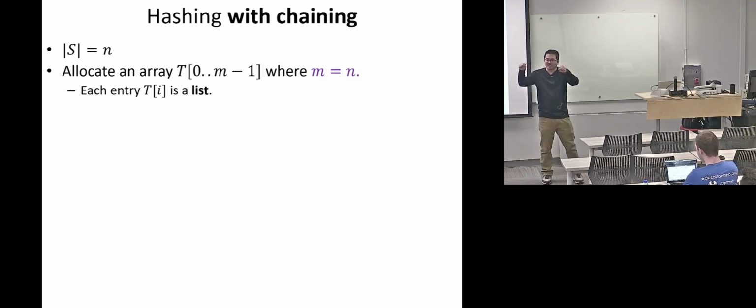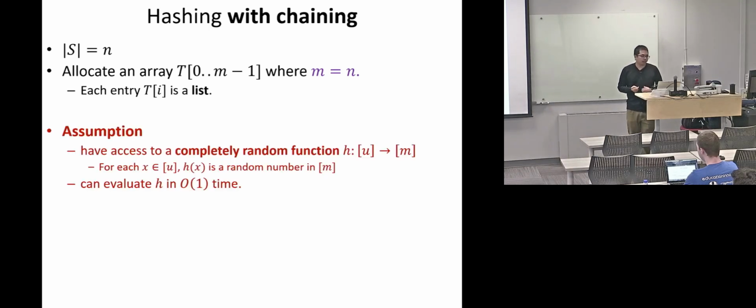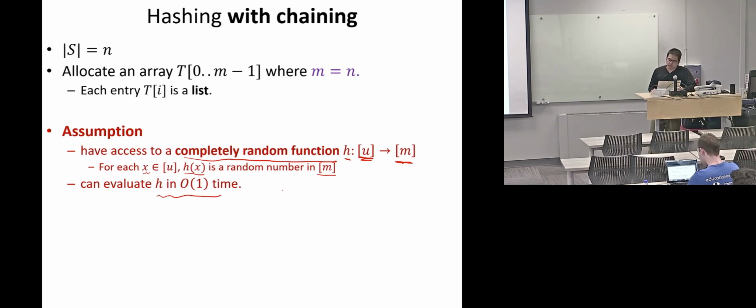And now each cell in the array contains a linked list. We're going to assume that we have access to a completely random function h that maps the universe to some cell in the memory in your array. So for any string x in the universe, h of x is a random number in m. And assume also that h can be evaluated fast, in constant time. We're going to remove this assumption later.